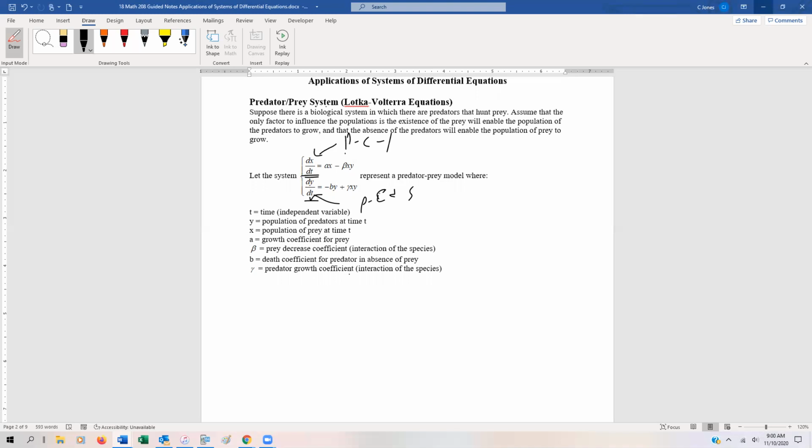So ax means that there's a proportional constant at which the population of the prey is going to grow. There's infinite food, so let's assume the prey will grow because they have enough vegetation, etc. So this is a proportional constant.